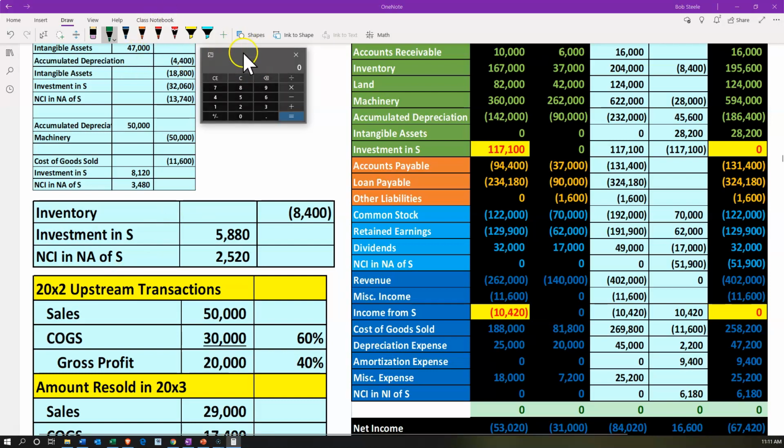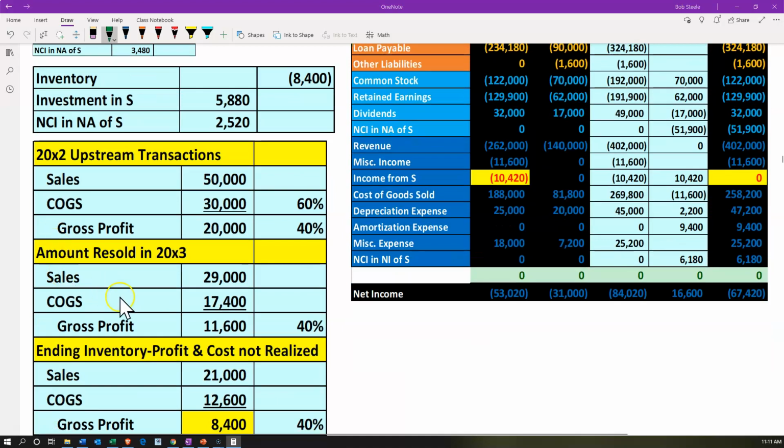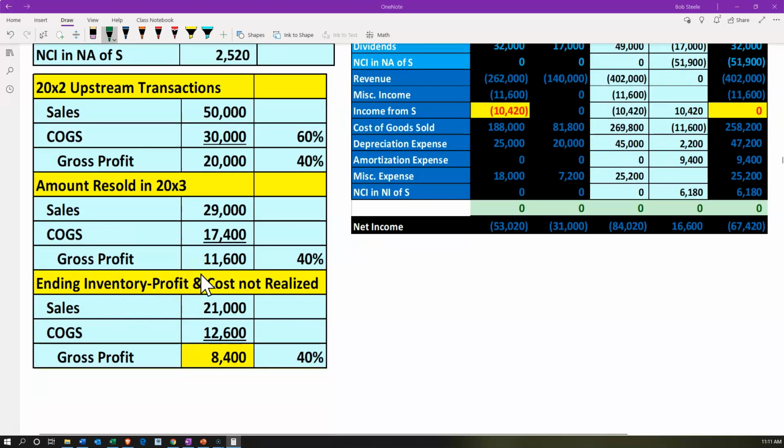It's kind of the funny one, because we need to account for the fact that we're taking this data for the upstream transaction that happened in 20X2, and then not all of it was sold in 20X3. Part of it was sold in 20X3. So we have this intercompany sale that happened in 20X2, and then the inventory resulting from it still being on the books in 20X3, that 8,400.